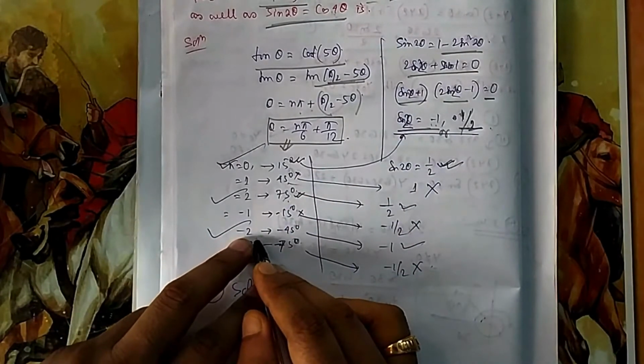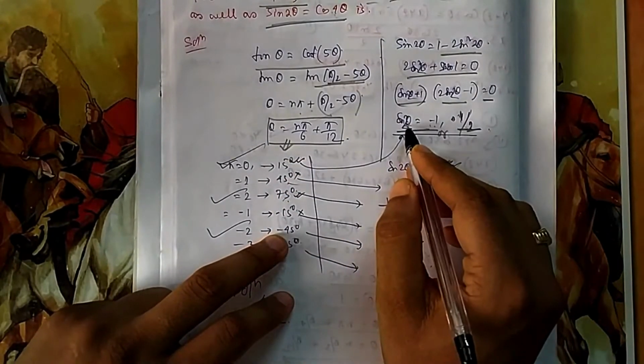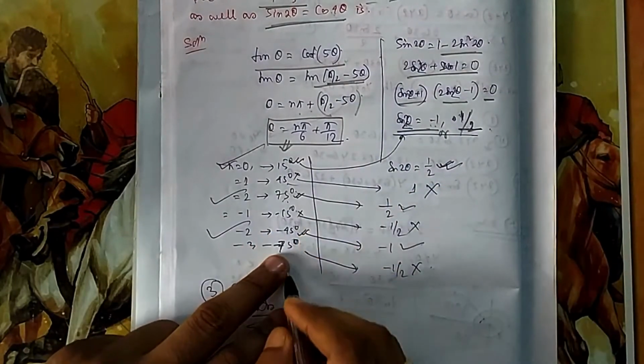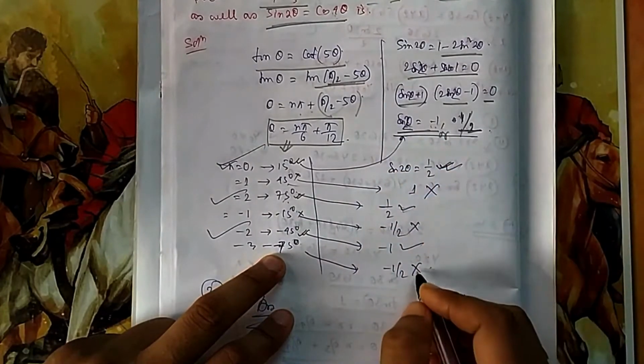Next, if you take again minus 2, what will it be? Minus 45. You will find minus 45. If you put it here, sin minus 90 is minus 1. So obviously this can be. If you put again minus 75, sin minus 150 will be minus half, so it will not be.